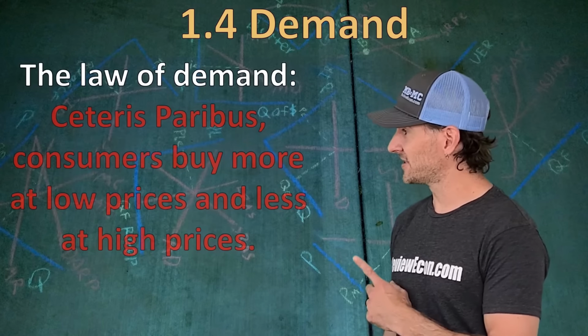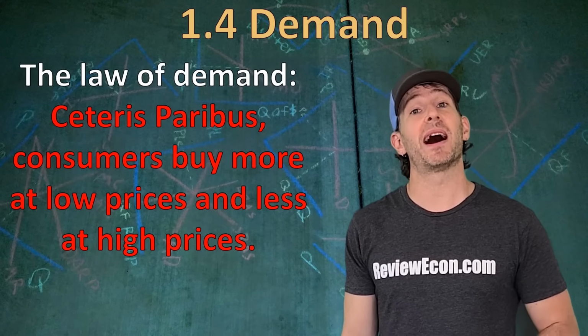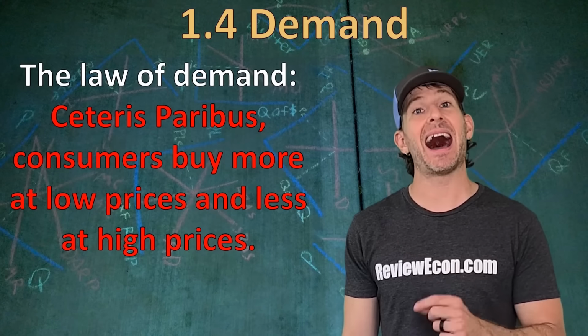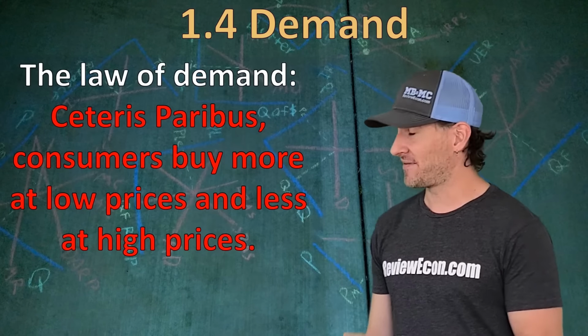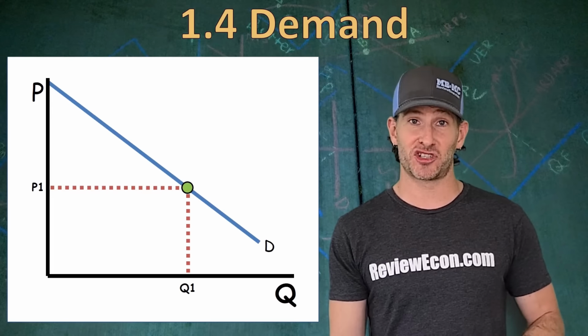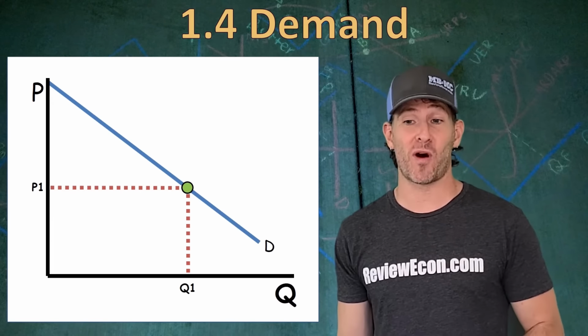The law of demand tells us that ceteris paribus, consumers buy more of a good at low prices and less of a good at higher prices. That means that we have a downward sloping demand curve when we graph it out because there's an inverse relationship between the price and the quantity demanded.